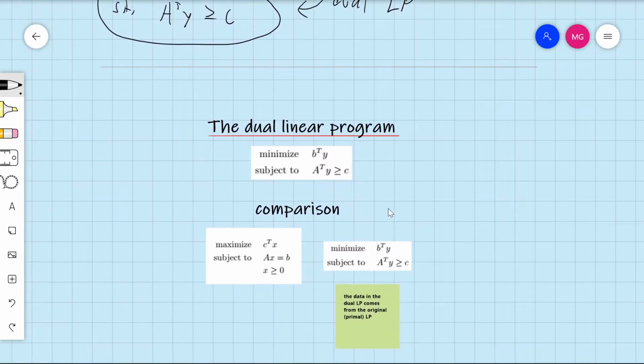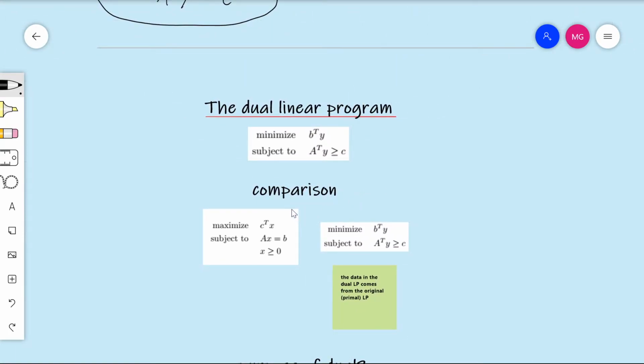So let's compare this dual linear program to the original linear program. And this green comment addresses part of the comparison, which is that the data in the dual linear program, this one on the right, comes from the original linear program. I put in parentheses primal. So that's another name for this linear program. I'll address the comment in just a moment, but let me just label these. So this is called the dual linear program, and this is called the primal linear program. That's just a fancy name for the original linear program that you start with. So you start with the primal linear program, and you can derive the dual linear program.